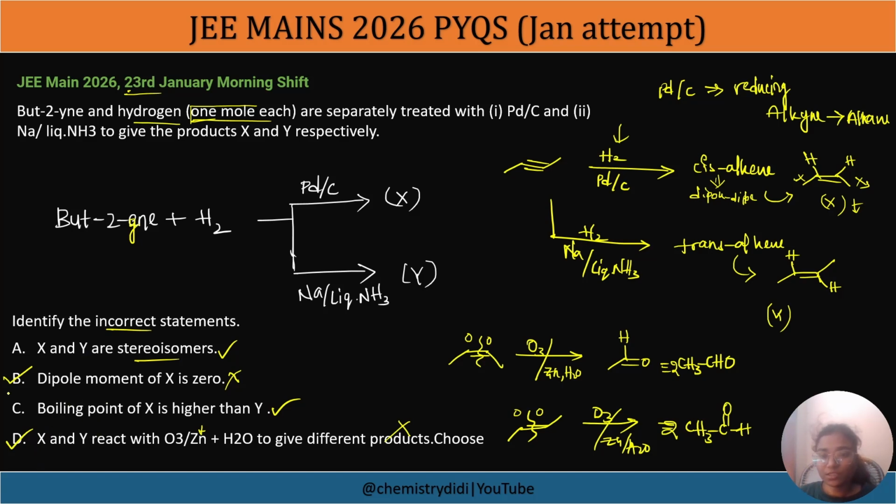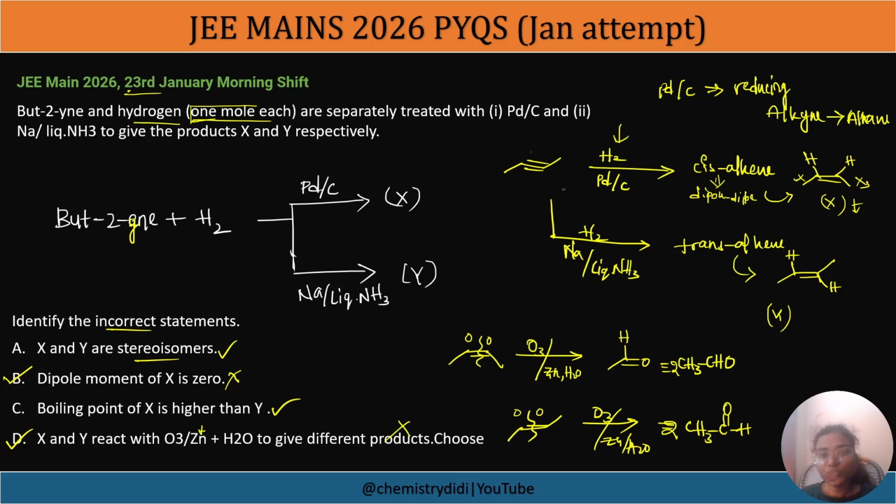So I hope you have understood all these questions. Let me summarize once. See here, although palladium on carbon generally reduces alkyne to alkane, as they have given only 1 mole of hydrogen, it will undergo partial hydrogenation.